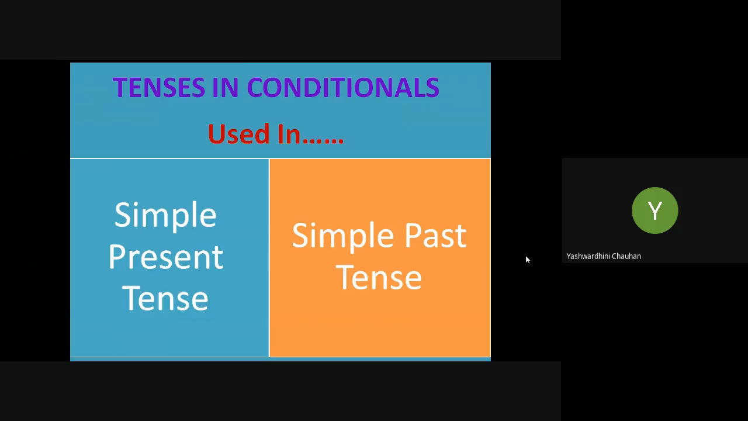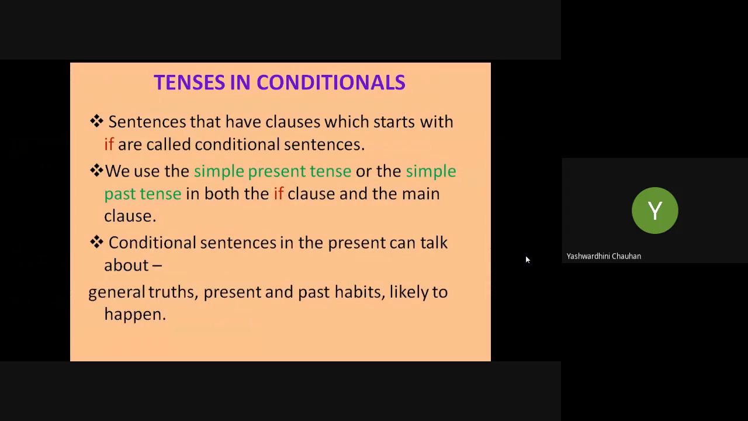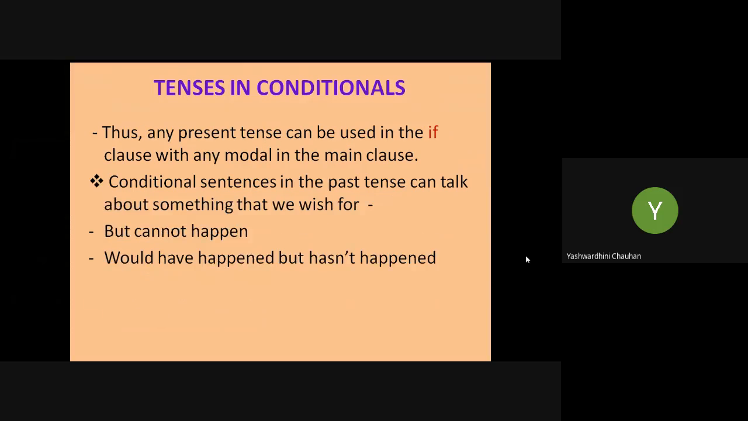Tenses in conditionals. They are used in simple present tense and simple past tense. Sentences that have clauses which start with if are called conditional sentences. We use the simple present tense or simple past tense in both the if clause and the main clause. Conditional sentences in the present can talk about general truths, present and past habits, and things which are likely to happen. Thus, any present tense can be used in the if clause with any modal in the main clause.